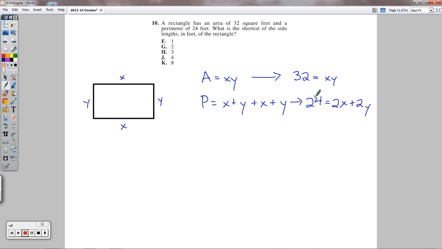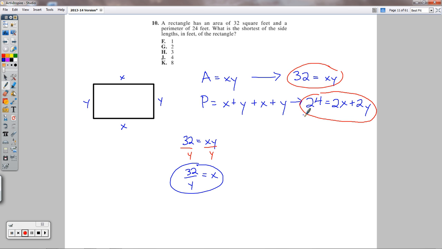So a couple of ways we can tackle this. We really have a system of equations here. We've got one equation here, and we've got another equation here. So we could try to use elimination, but I think substitution is going to be an easier way to tackle this one. I'm going to take 32 equals XY and divide both sides by Y and solve for X that way. So I'm left with 32 over Y equals X.